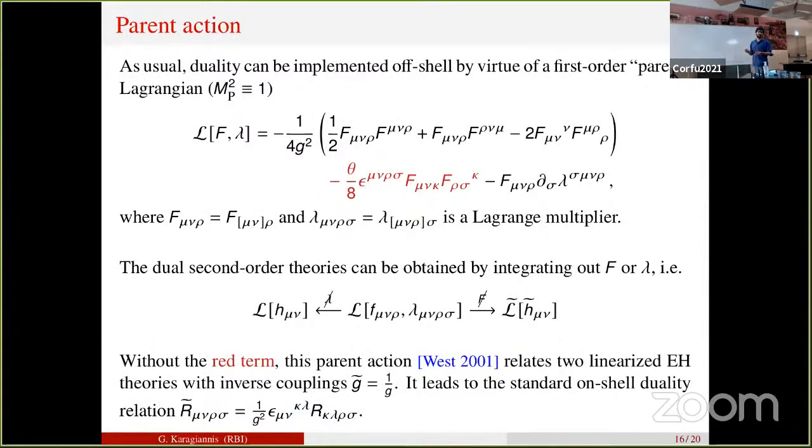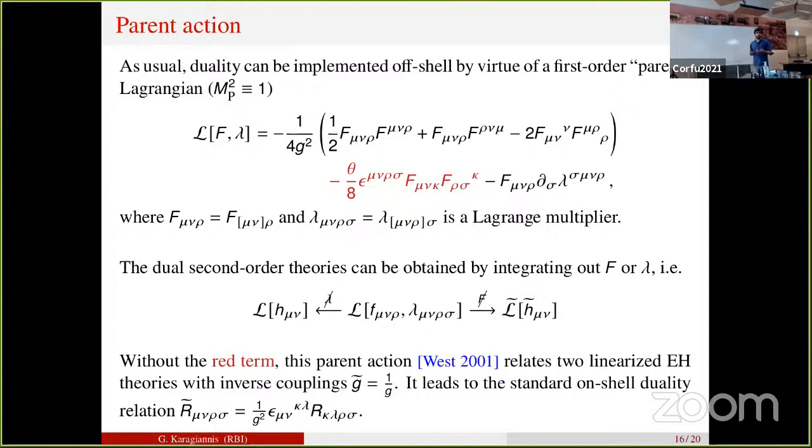And for this gravitational duality that I am trying to show, one can use the parent action approach. One can write down this action in terms of two independent fields, F and lambda, which have these index symmetries. And of course, again, the dual second-order theories can be obtained by integrating out first F and then lambda. Without this red term, this was exactly the parent action considered by Peter West, again 20 years ago. And it was shown that it relates linearized Einstein-Hilbert theories with inverse dimensionless couplings. So it naturally leads to the standard duality relation that I showed earlier.